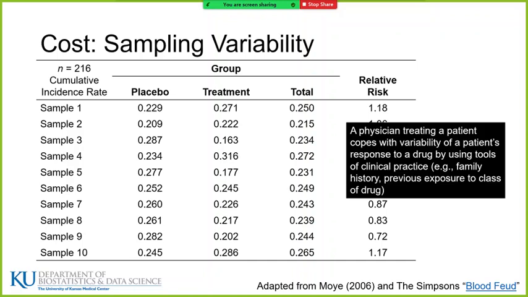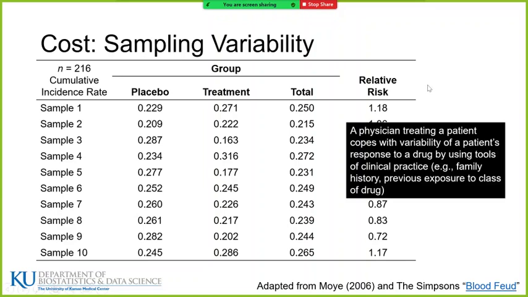So just like if you're a physician, when you treat an individual patient, that individual patient is not always going to respond exactly like your other patients. There's variability in their response. And the way you think about that variability is you try to think of, well, what's the source? Was it because of the family history? Was it their previous exposure and the way they responded to the same class of drugs? Is it their age? Is it comorbidities? Those kinds of things.